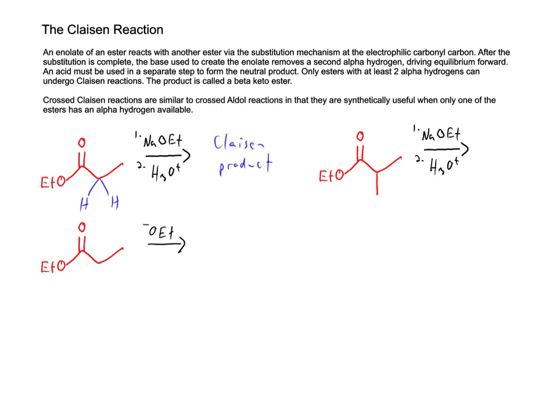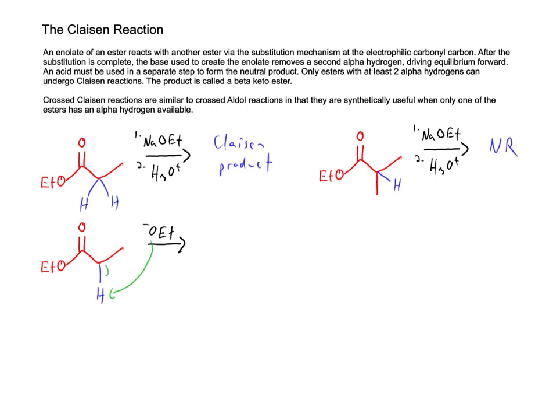However, in the second reaction, notice that there's only one alpha hydrogen, and the requirement is that we have two. So here we're going to get no reaction. So let's explore why we'd get no reaction by actually looking at the entire mechanism for that first reaction there. So first, let's draw in one of the alpha hydrogens here, and we know we're going to remove it with that base, that OEt negative.